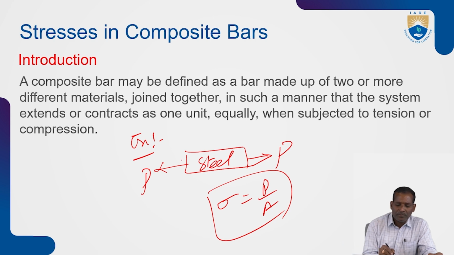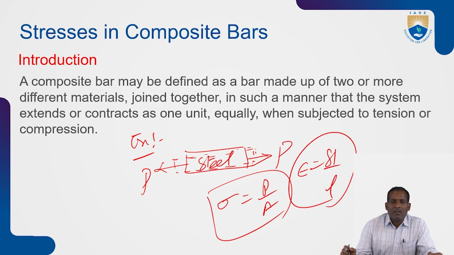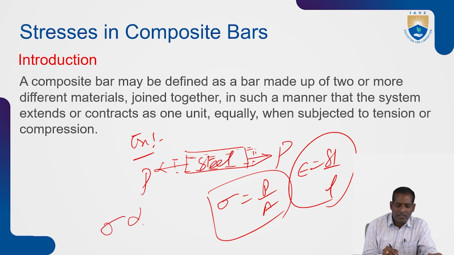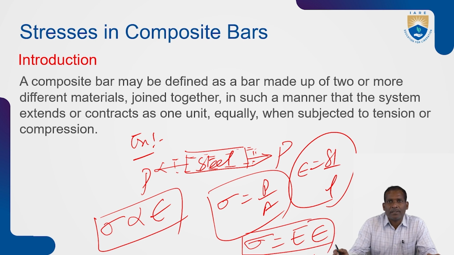How much is it deformed? The deformation in this bar you can calculate by using strain, delta L by L. The relation between these two we have seen in Hooke's law. Hooke's law states that stress is directly proportional to strain, and stress is equal to E epsilon. Like this, you can write for a uniform single bar.